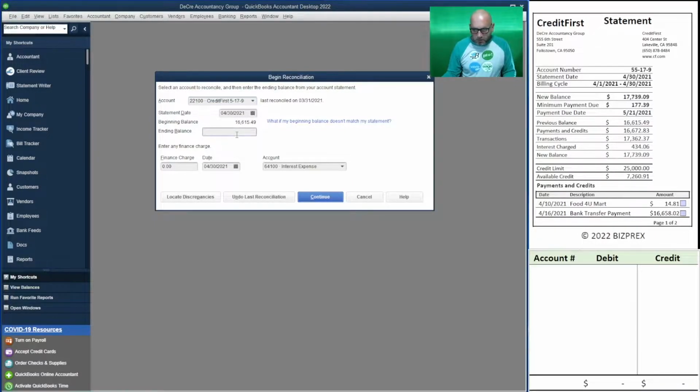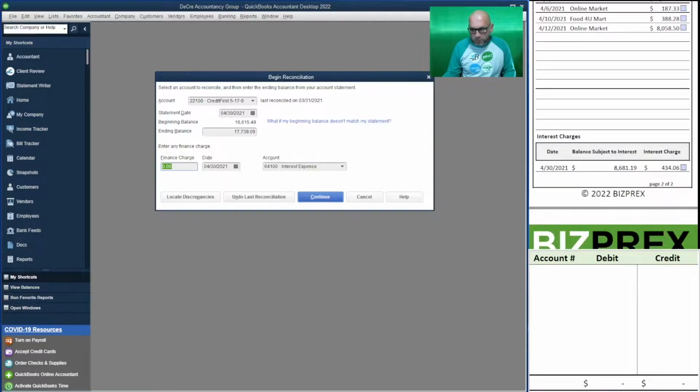Ending balance. Charges, yes we do. And again, as we always say, once you complete the reconciliation, this will actually be booked. So let's make sure we know what we're booking. We're booking an interest expense. So expense account 64,100 will go up. It has to be debited to go up.